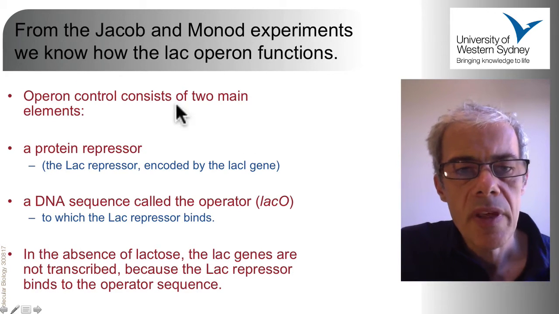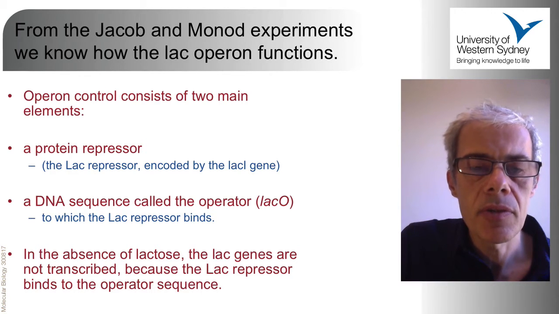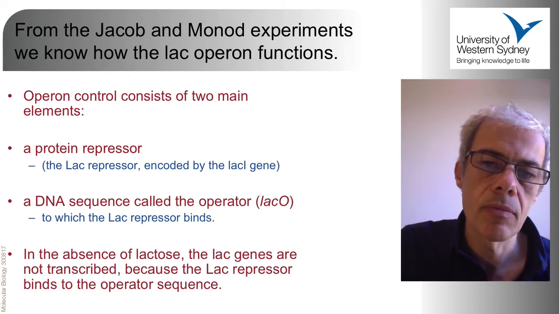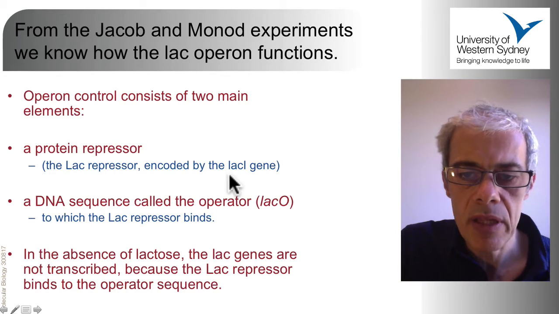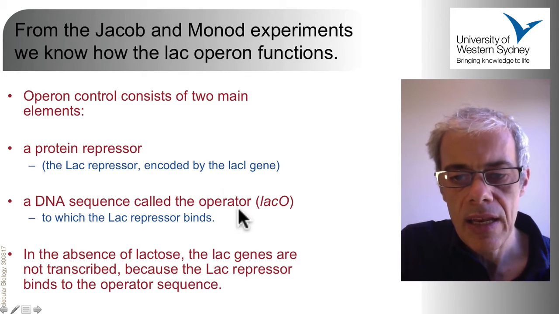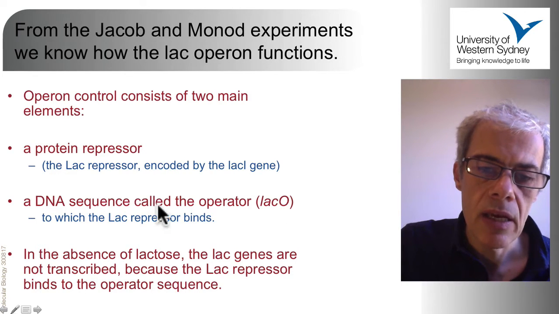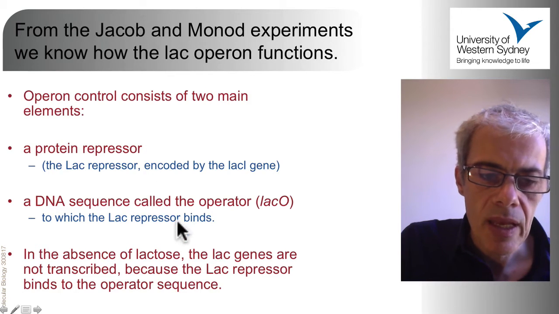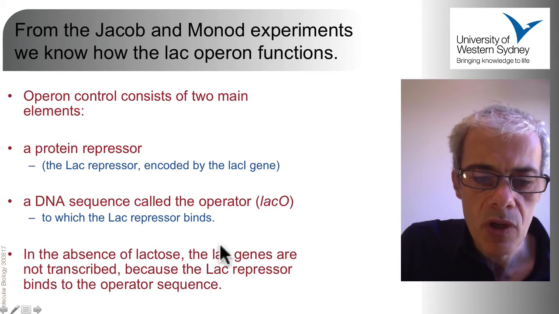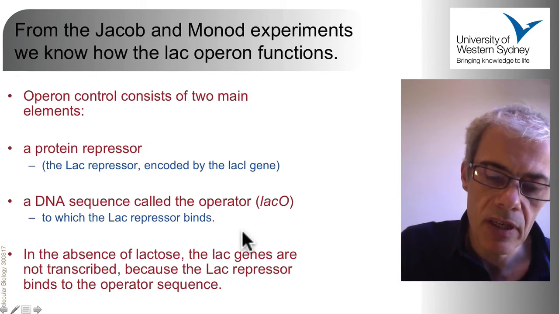So from these kind of experiments, they did a whole bunch of these experiments, and they were able to identify two main elements controlling gene expression. The first was that the Lac repressor was encoded by the Lac-L gene, and that the Lac-O was actually a binding site for the Lac repressor. Okay? So the Lac-O did not code for a gene, didn't code for a product, but it was a binding site of the repressor. And in the absence of lactose, the genes were not transcribed because the Lac repressor binds to the operator in the normal wild-type cell.